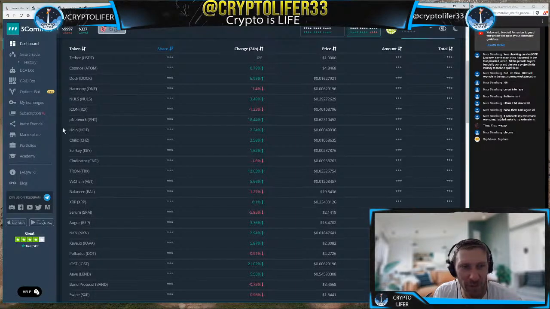Holochain is something I put $100 in at like 5 Satoshi. It's one of the lowest coins I've ever seen. So if it even moves up to 10 or 20 Satoshi, it's going to 400x. Chiliz, Selfkey, Syndicator, Tron, VeChain, Balancer, Serum, Augur, NKM, Kava, Polkadot, Iost, Aave, Band Protocol, and Swipe. I think if you have these in your list of coins, you're gonna do well in the bull market.